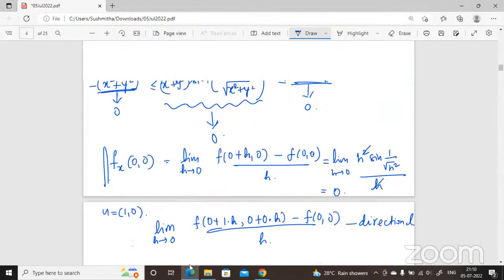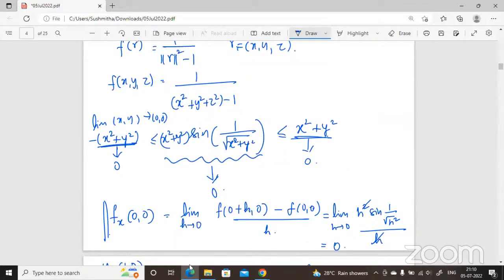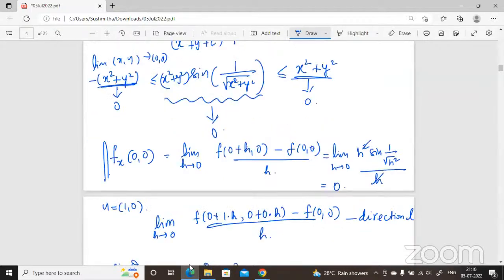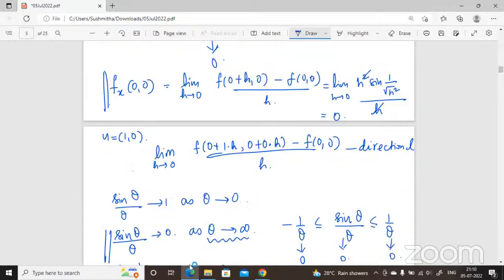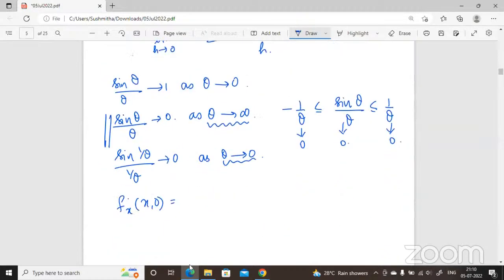Because if simply y is 0, there is no problem. So you do the usual thing and then put y equal to 0. Whatever answer you get, that will be the answer. This also Shubham has done in detail. You can check that. You can try it out on your own, and if you're not able to, then he has done it.